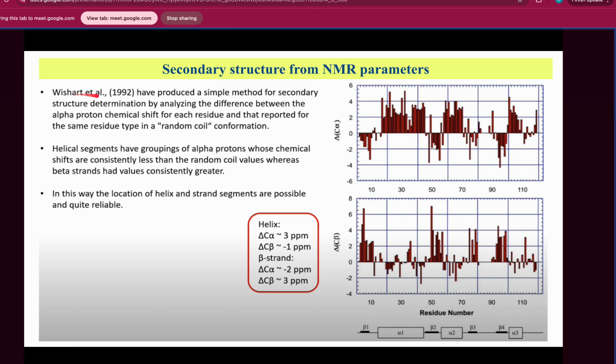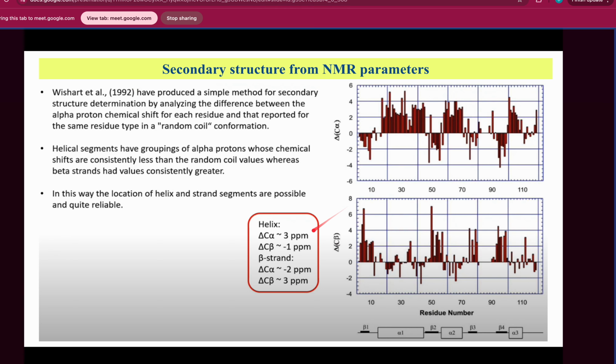That method was developed by Wishart et al. He produced a simple method for secondary structure determination by analyzing the difference between the alpha proton chemical shift for each residue and that for the random coil. So we only compare the difference between the alpha chemical shift and the random coil. This is representing the del C alpha: what is the change in the chemical shift of C alpha from the random coil? If it is negative, that region will take a beta sheet. If del C alpha is positive, it will adopt an alpha helical structure.